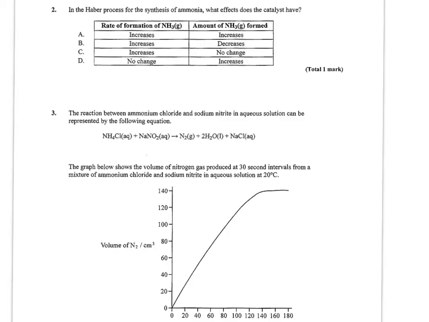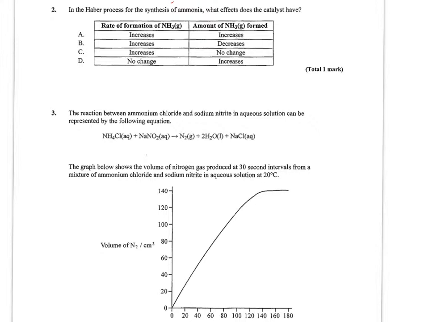Number 2 says, in the Haber process for the synthesis of ammonia, what effect does a catalyst have? And this is a good example of IB giving you a distractor because you can really cross off that whole in the Haber process because it doesn't matter. In any process, a catalyst has the same effect.